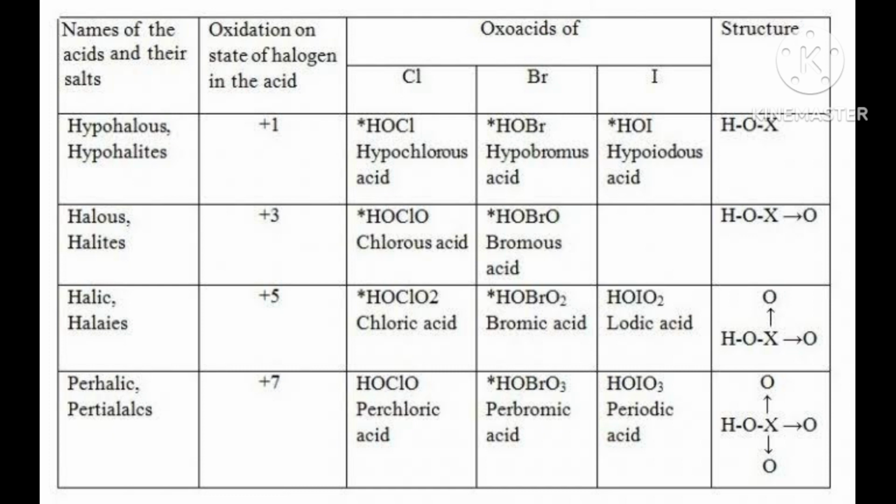Now X7 means the fourth and last category. X7, its example is IF7, iodine heptafluoride. This is a colorless gas, and its structure is pentagonal bipyramidal. Always remember, only one is there, only one. IF7, iodine heptafluoride, is a colorless gas and its structure is pentagonal bipyramidal.